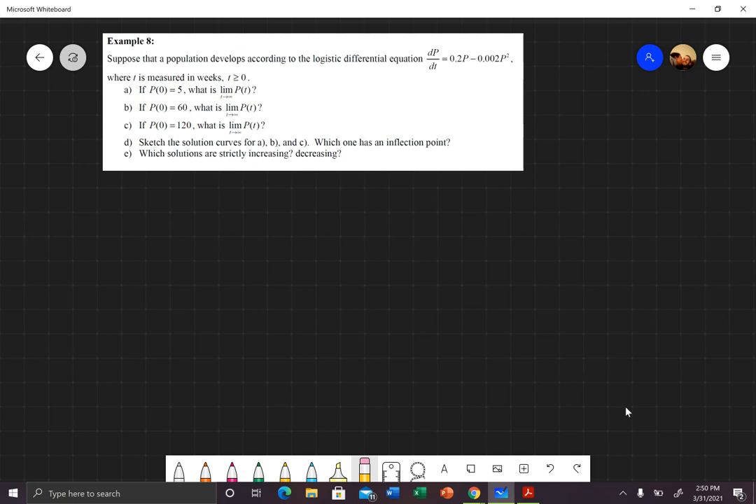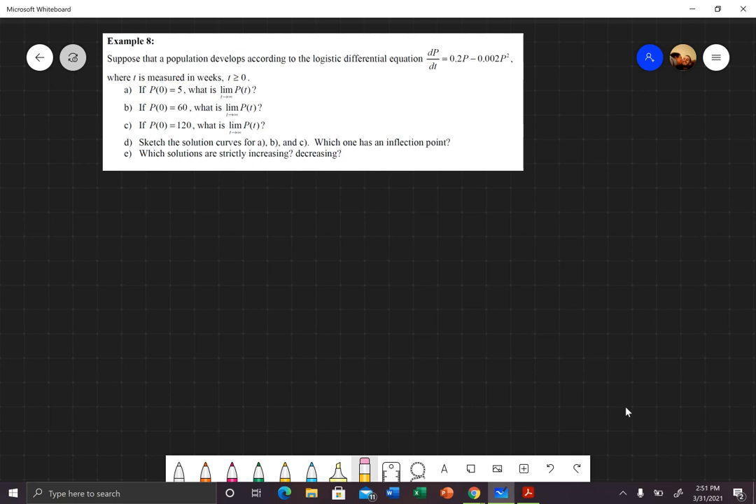Suppose that a population develops according to the logistic differential equation dP/dt equals 0.2P minus 0.002P squared, where t is measured in weeks and t is greater than 0. And then it gives us a couple of questions here. For A, if P of 0 equals 5, what is the limit as t approaches infinity of P of t? For B, if P of 0 equals 60, they want us to look at the limit. And C, if P of 0 equals 120, what's the limit as t approaches infinity?